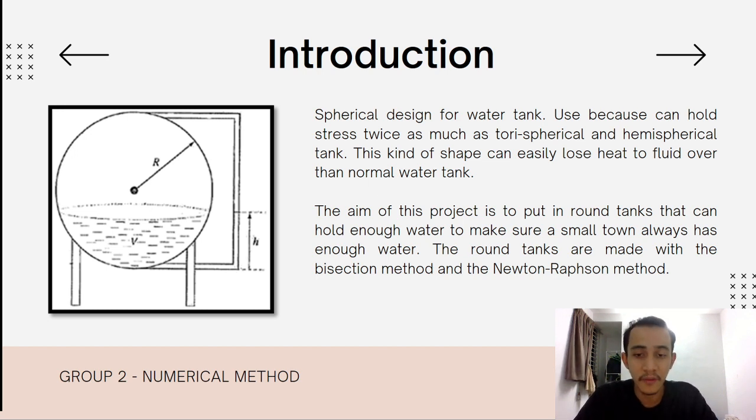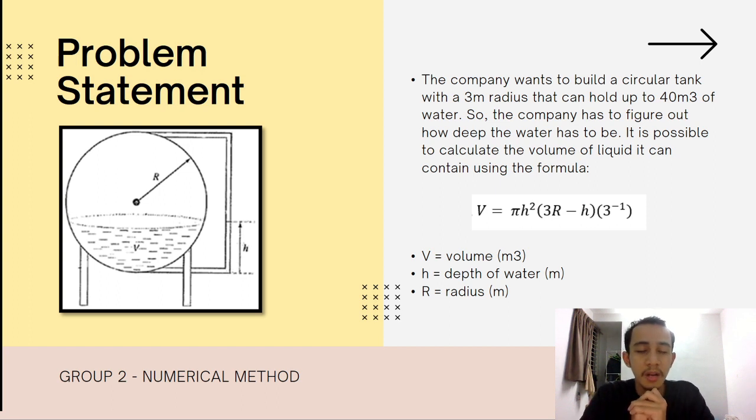The aim of the project is to put in a round tank that can hold enough water to make sure a small tank always has enough water. To design this, we use the bisection method and the Newton-Raphson method. About the problem statement, the company of our civil engineer wants to build a circular tank with a 3 meter radius that can hold up to 14 cubic meters of water. So the company has to figure out how deep the water has to be.